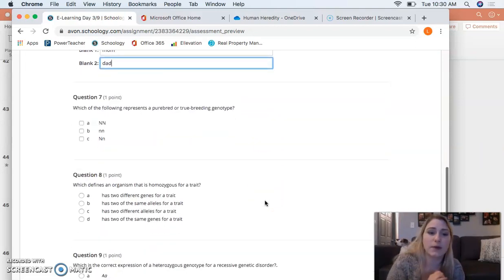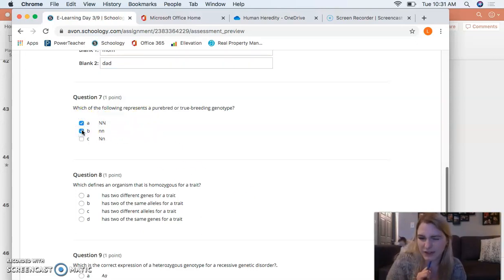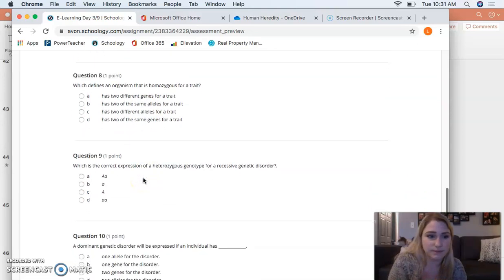Number 7. Which of the following represents a purebred or a true breeding genotype? Ooh, this goes back to that first video. Purebred or true breeding means that it is going to be the same throughout, which is homozygous. We have two options. This has two correct answers. Kind of tricky, not your typical multiple choice. So the capital N's homozygous dominant, the lowercase n's homozygous recessive.